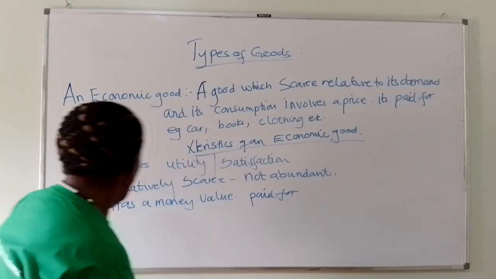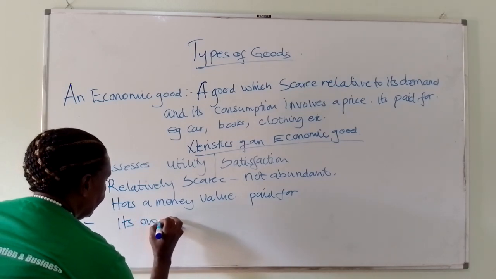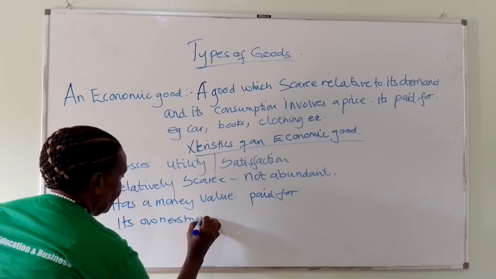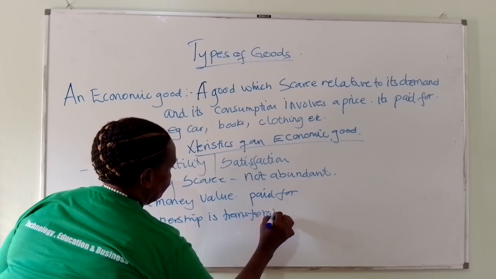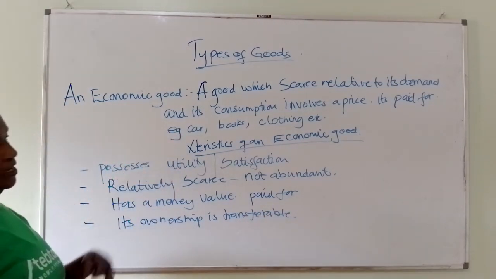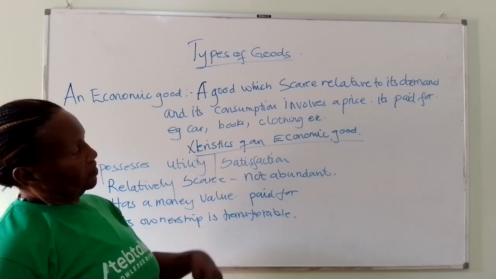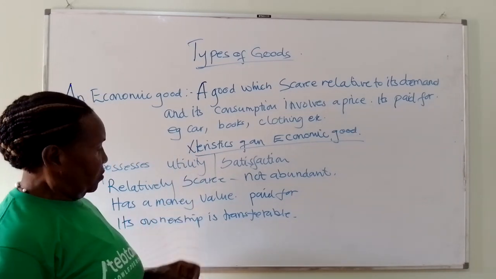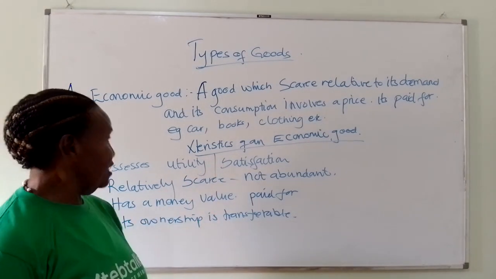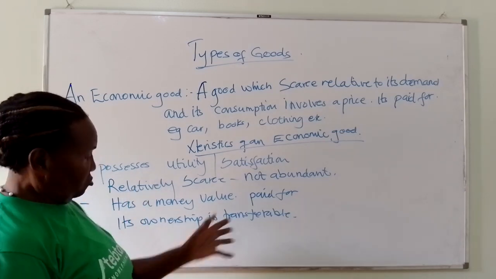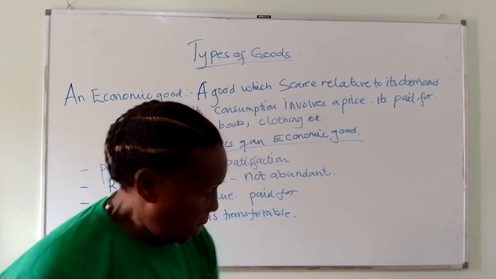Then, like any other kind of wealth, its ownership is also transferable. Meaning that if you have a car, you can donate it to somebody, give it to your wife, give it to your child, and maybe sell it off. Clothing, same thing. So you can transfer the ownership of an economic good, either you sell it or you give it away as a gift, but at least you can get rid of it as need may arise. So those are the characteristics of an economic good.